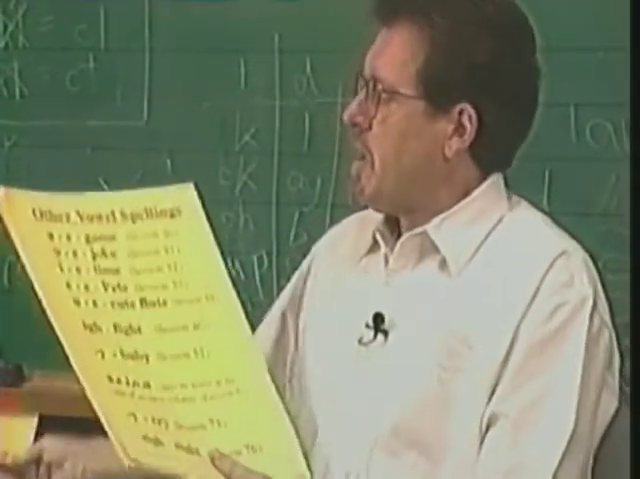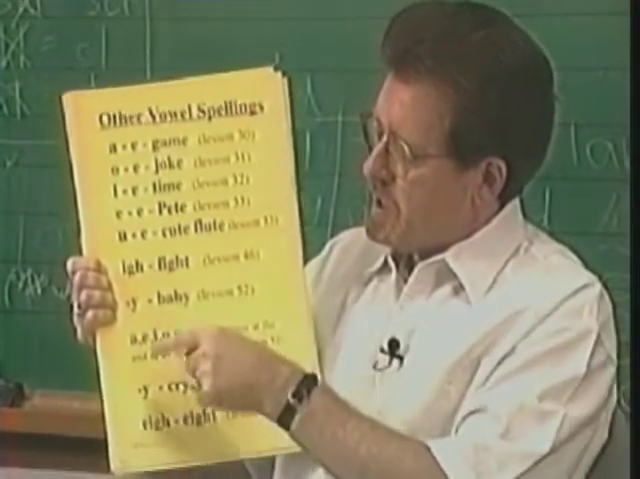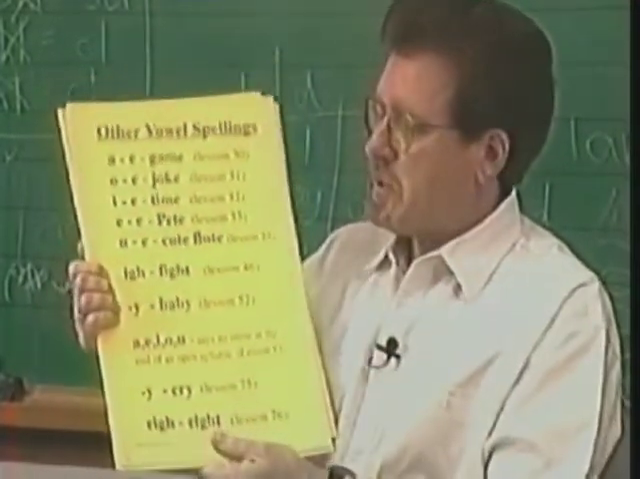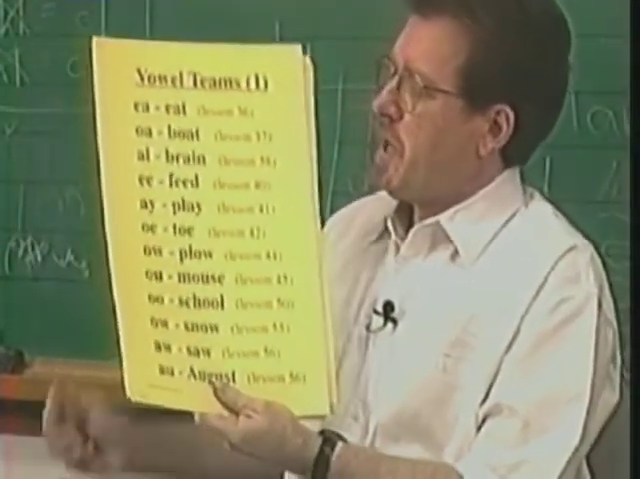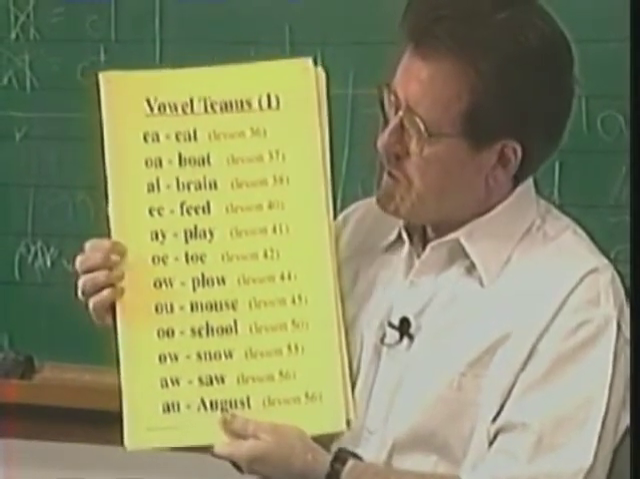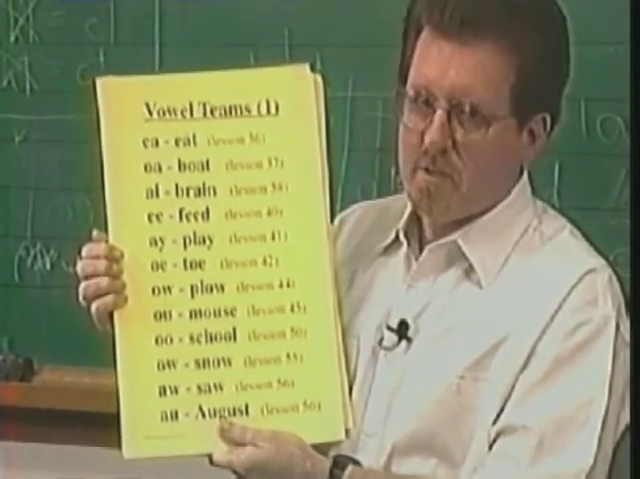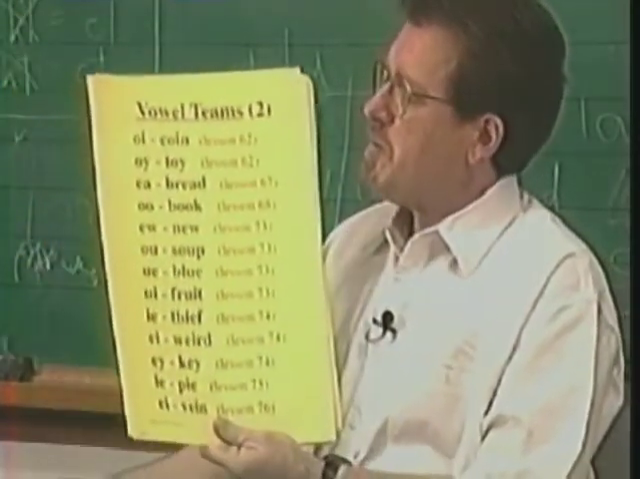Then we have some vowel spellings. We have our magic E's here, I, G, H, Y, and some different spellings here on this sheet, which again, you're going to uncover as you go. Then we have two vowel team charts. This is the first one. Vowel teams are two vowels in a row that make a certain sound. And here is the second sheet here.